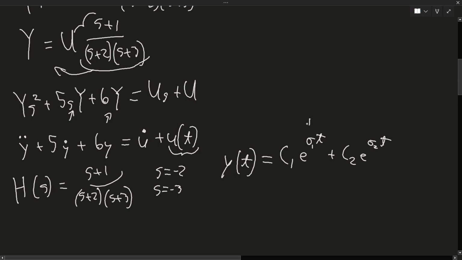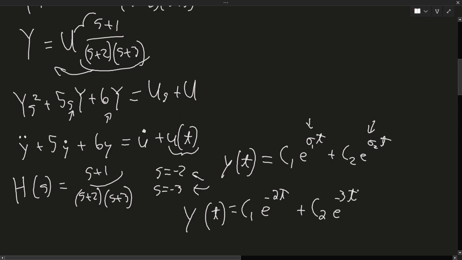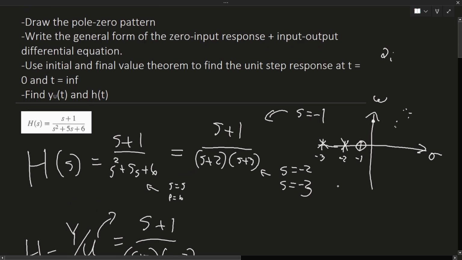So now that we have the poles, sigma 1, sigma 2 is equal to -2 and -3. So your general response, your general equation, is going to be a constant times e to the power of -2t plus another constant times e to the power of -3t. That's it. Next, super easy. You guys see? It's not rocket science.